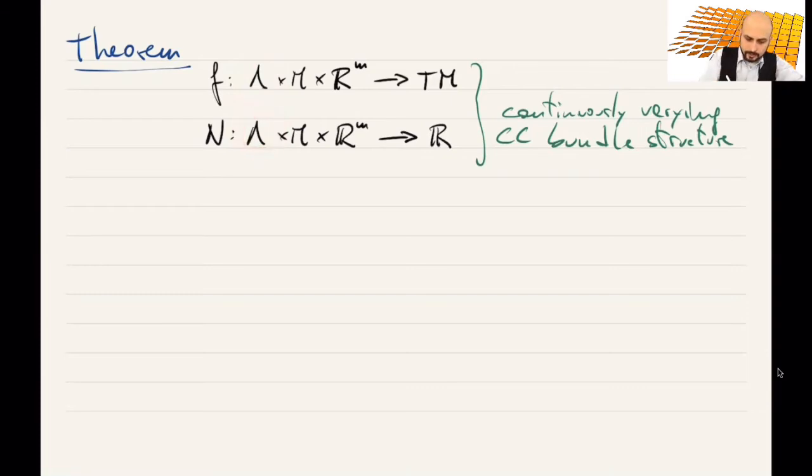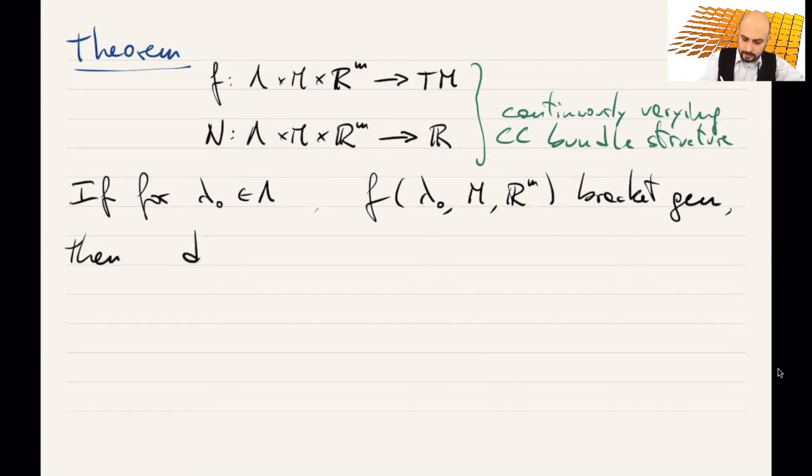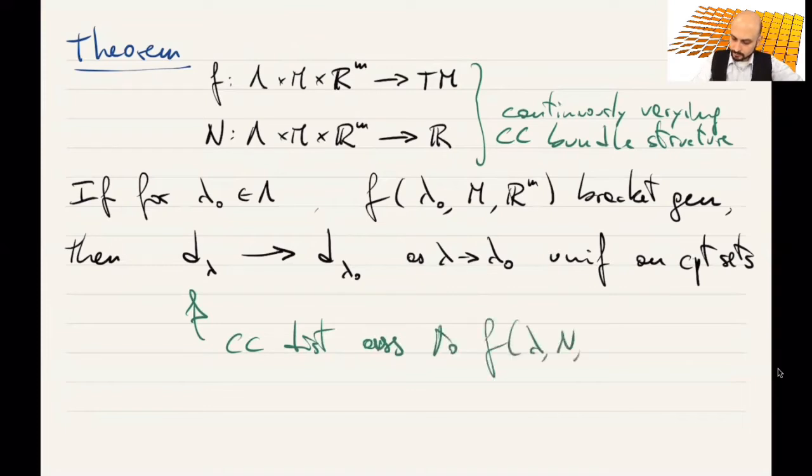And let's assume that for some lambda 0 in Λ, the structure f_λ0, M, R^m is bracket generating. Then we're going to prove that the Carnot-Carathéodory distance associated to the structure associated to lambda converges to the one of lambda 0, as lambda converges to lambda 0, uniformly on compact sets. Again, where this is the CC distance associated to f_λ, M, R^m and the norm n_λ.